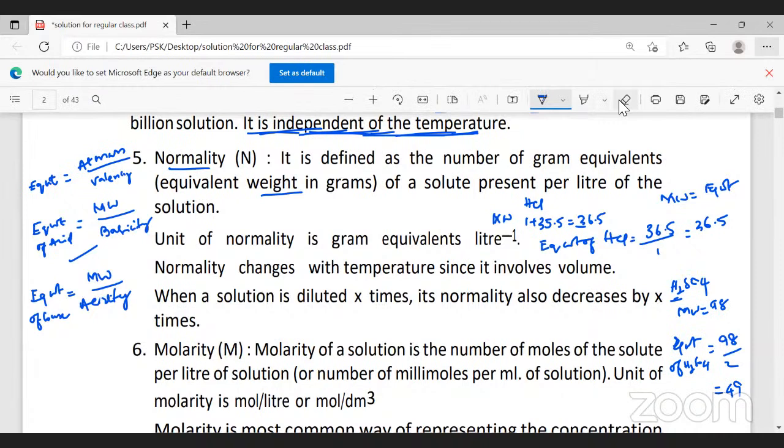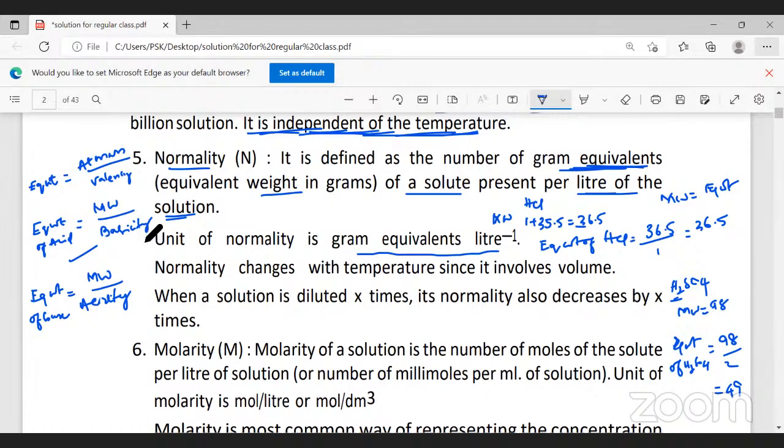Yes, sir. Now, we are going to define what is normality. I'm giving you a formula to calculate normality a little later. It is defined as the number of gram equivalents of solute present in 1 liter of the solution. The unit for normality is gram equivalent per liter. So what is the definition of normality? It is defined as the number of gram equivalent weight of solute present in 1 liter of solution.